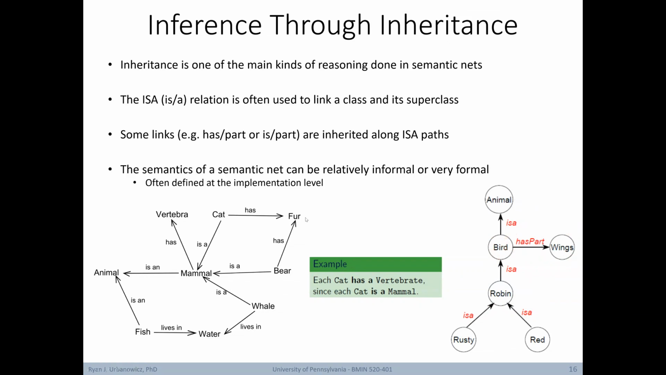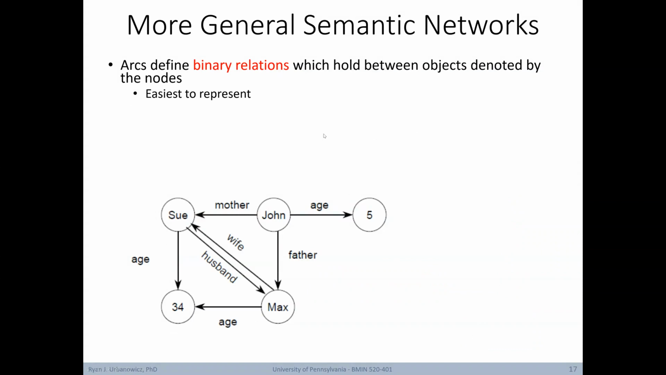Again, notably, the semantics or the meanings behind a semantic net can be relatively informally defined, or they can be very formally defined based on the developer. As such, the formality of the semantics is often defined at the implementation level. So ultimately, it's up to the person who's putting together the semantic network to determine how formally the semantics need to be defined. Let's talk about some other general properties of semantic networks.